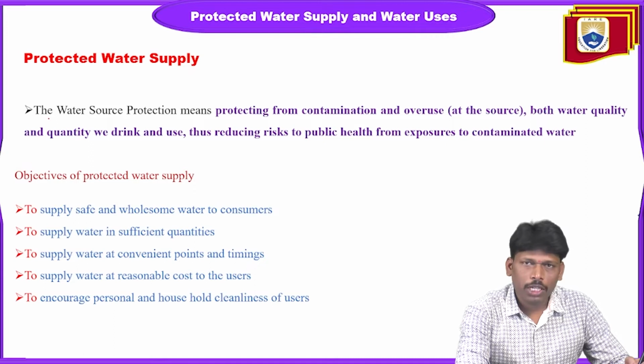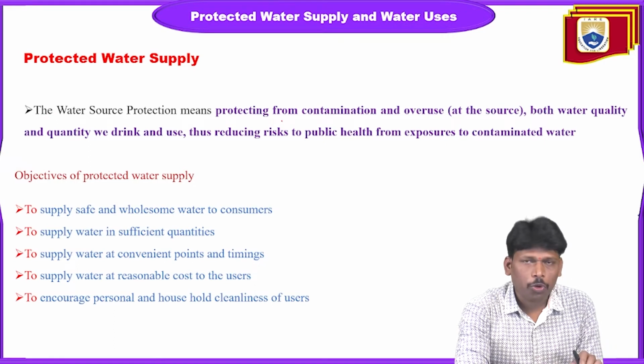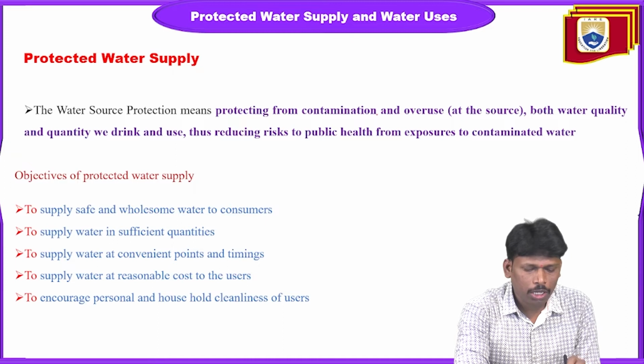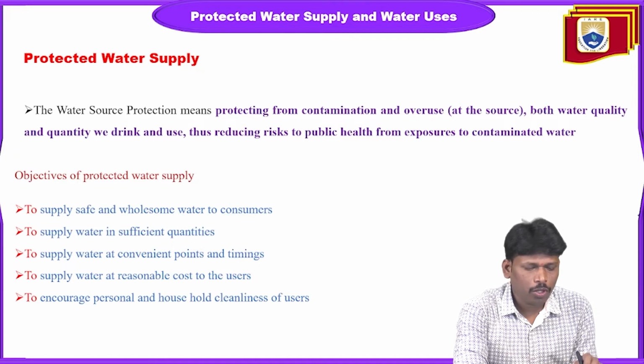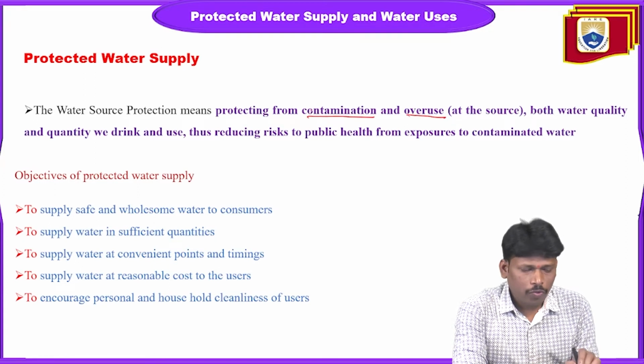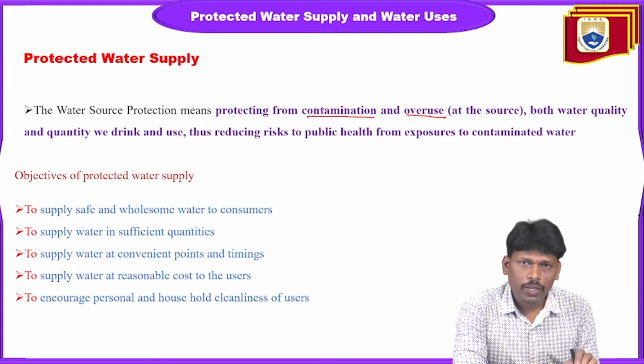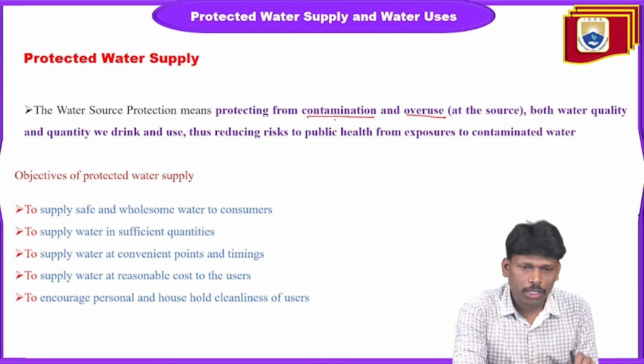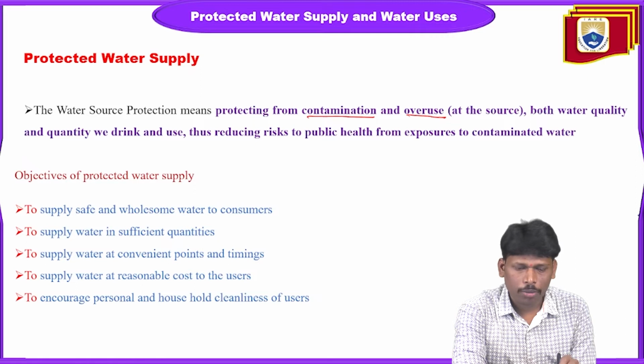Now, water source protection means protecting from contamination and also from overuse. So the protection gives us two things: one is protection from overuse, and the other is from contamination. We need to provide a source that is free from contamination, and we need to make people aware not to waste water. Then we can save some water.